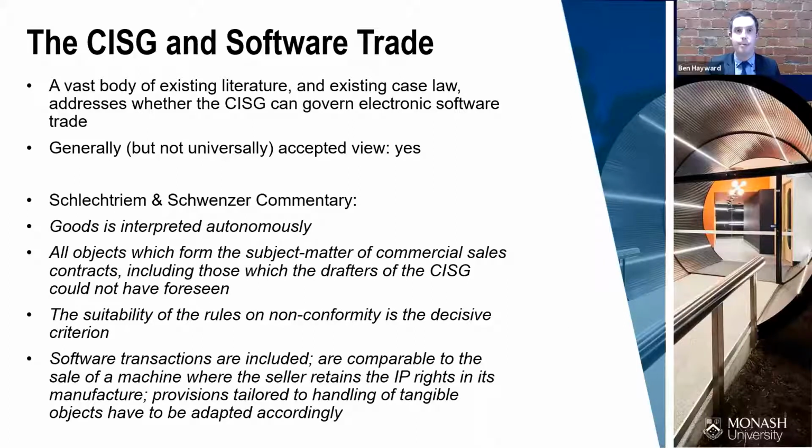And we can see the reason for this from the Schlechtriem and Schwenzer commentary, one of the world's key authorities on the CISG. And according to that commentary, even if a subject matter of commercial transactions was not foreseen at the time that the CISG had its text settled in 1980, in order to determine whether it can apply to that kind of trade, whether the subject matters are or aren't tangible isn't the decisive criterion. Of course, in 1980, that's what they would have been thinking about, tangible goods trade. But what we're asking in order to give the CISG its own autonomous meaning is whether the provisions of the convention, and in particular Article 35 of the CISG, its rules on non-conformity, are suitable to govern the type of trade in question. And it's widely accepted in relation to software that the answer to that question is yes. The rules of the CISG, I should say, can be adapted to software trade.